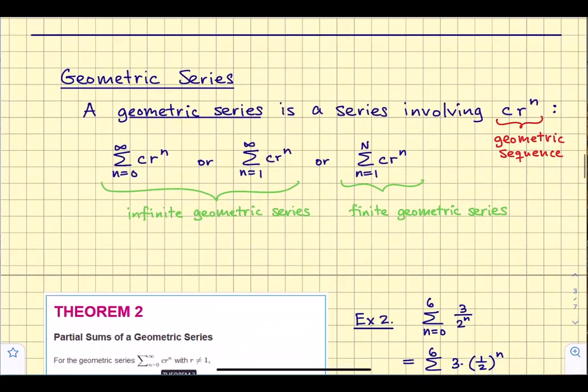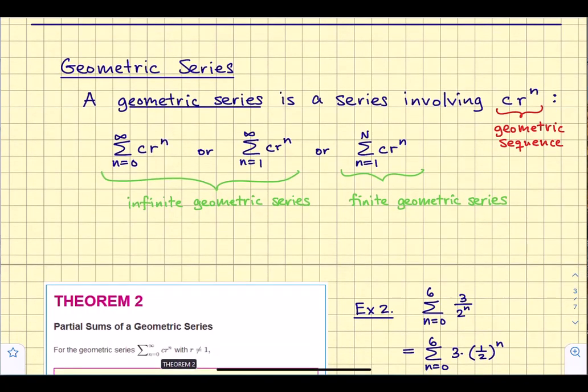Okay, we talked in the last section about geometric sequences. Let's talk about geometric series, which you can probably guess is just the series version or the summation version of a geometric sequence. So a geometric series is just any series involving a geometric sequence.